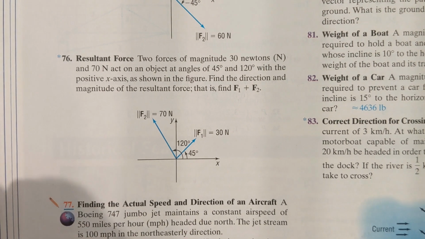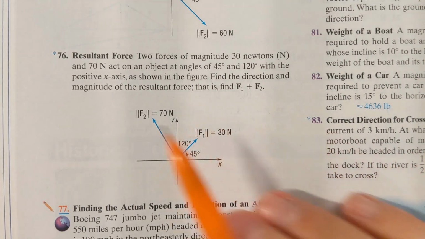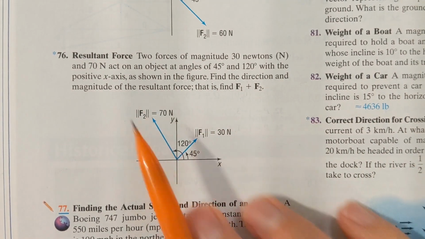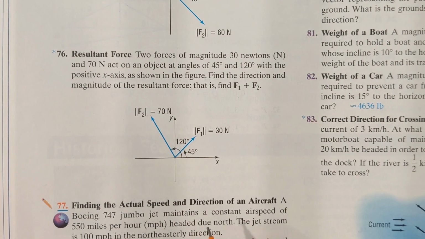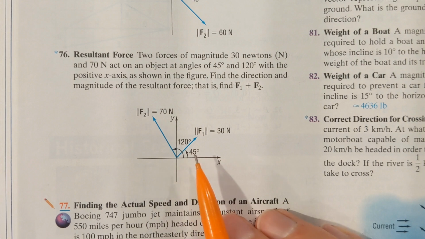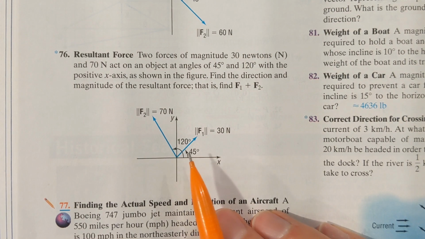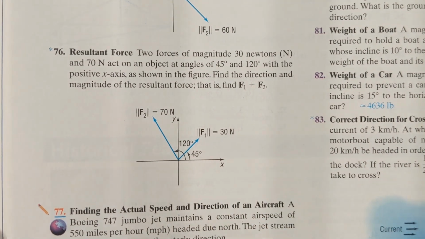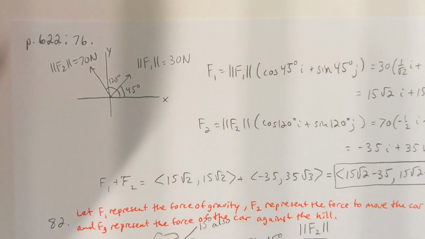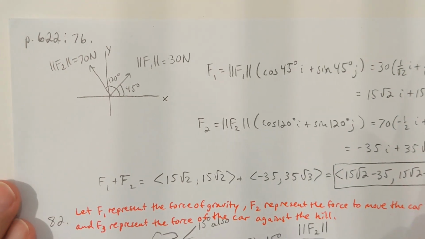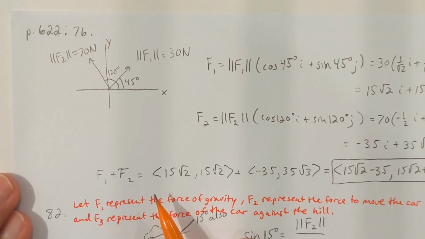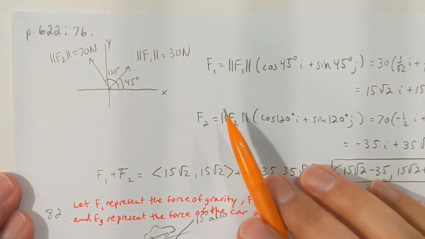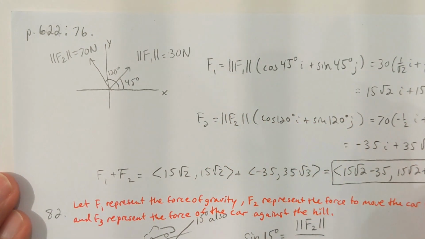Now they have this picture, and they've represented the magnitude, the lengths of vectors F1 and F2. It's 30 newtons and then 70 newtons. And we've also got the angle of inclination represented there in comparison to the x-axis. So I have redrawn that picture, and we want to find F1 plus F2, which is going to be a vector. The plan here is to first find F1 and F2, and then once we have those vectors known, we'll simply add them together.